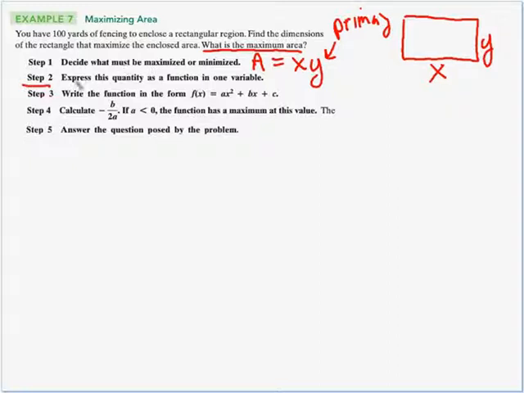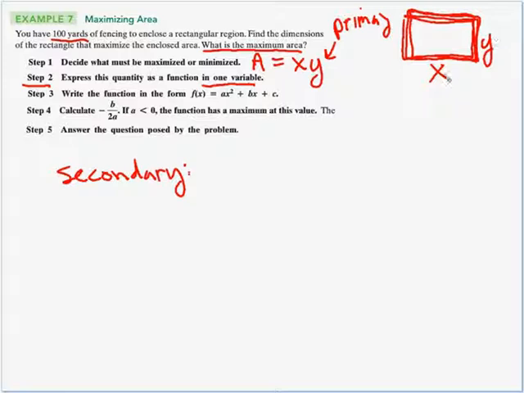In step 2, they want us to express this quantity as a function in a single variable. Because right now we have two variables, x's and y's. And it's going to be not easy to solve unless we get it down to one variable. Well, I don't think the book goes into a good enough explanation as to how you get it down to one variable. Well, we need a secondary equation. Something else that is relative to the problem that will also unite the variables x and y in a different way. Well, in this one, we have 100 yards of fencing, and we know we can find the perimeter of a rectangle. The perimeter is, we add up all the sides, length plus width plus length plus width again.